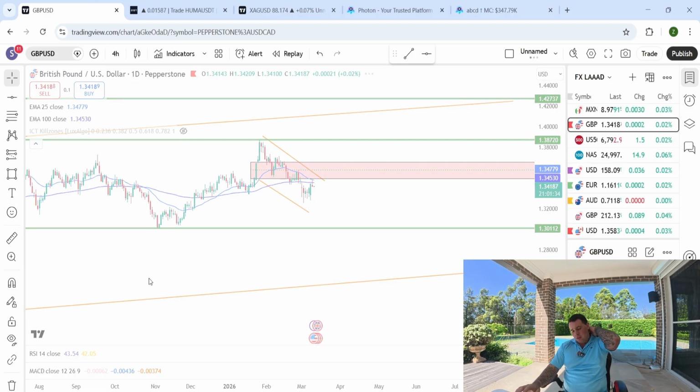So now we're going to go into the 4-hour chart. We know on the daily we're trending down. Let's see what we have on the 4-hour.